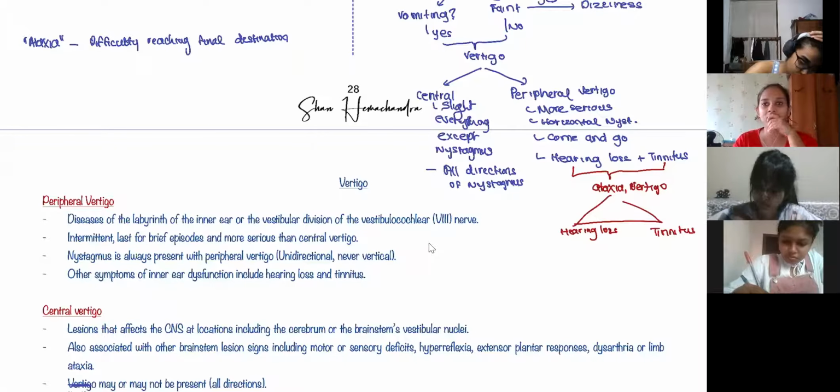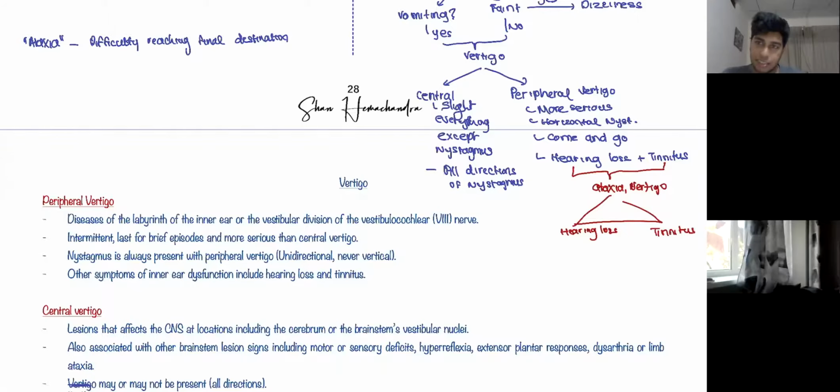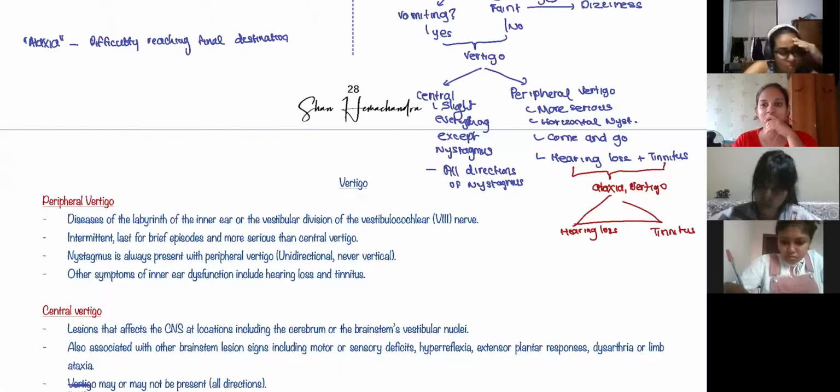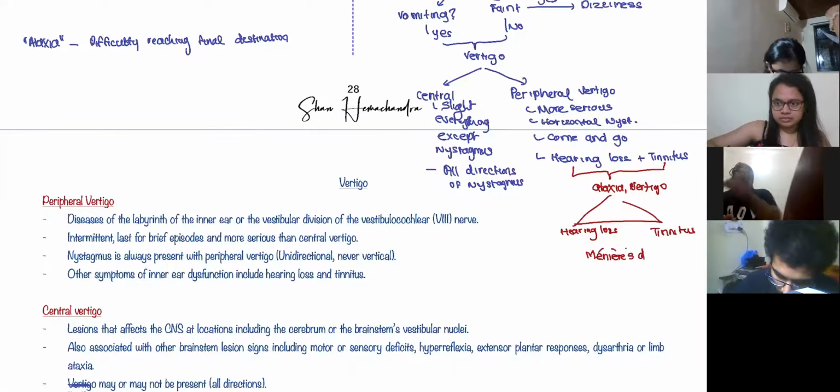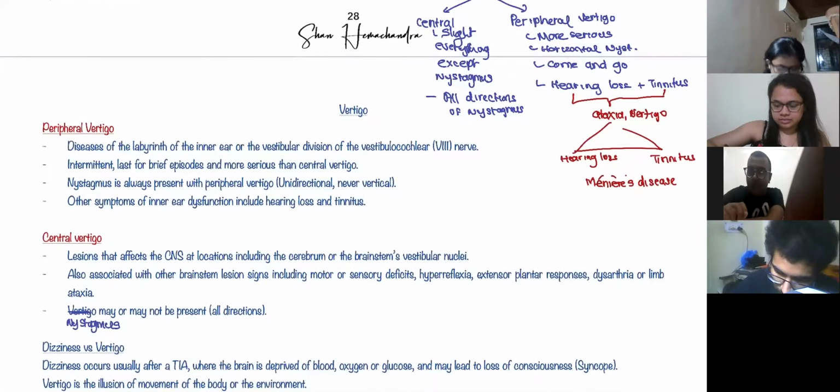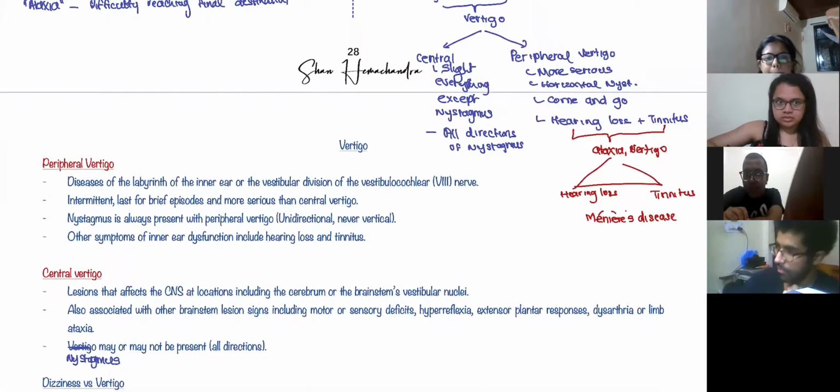It starts with the M. It's a French word. Come on, guys. This is ENT. It's Meniere's disease. Meniere's disease. It's a triad of these three.